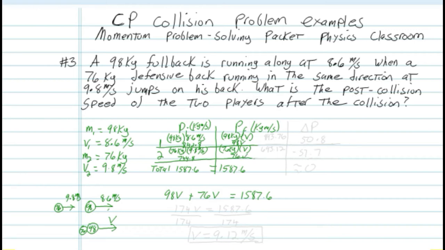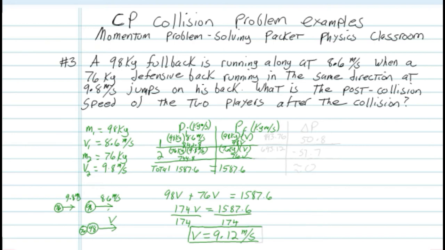Okay, so 98 plus 76 is 174v equals 1587.6. I'm going to divide both sides by 174, and I get v is equal to, let's say, 1587.6 divided by 174 is 9.12 meters per second. So that's the answer.